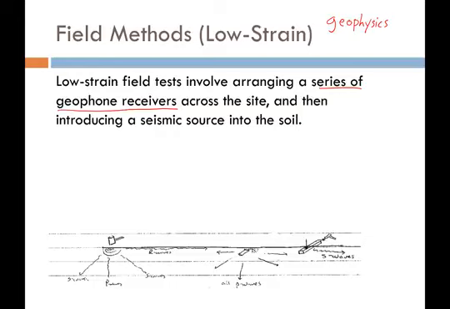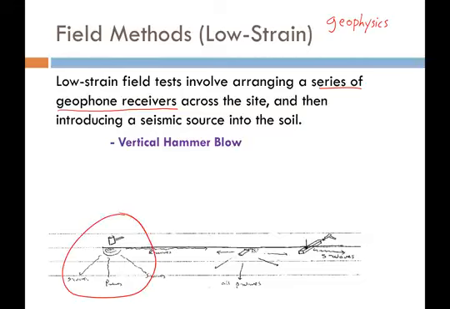There are different ways to introduce this seismic source. We can do a vertical hammer blow, where we just go out and hit the ground surface with a hammer, and that's going to induce S waves, it's going to induce P waves, and we're also going to get Rayleigh waves. All of these waves are going to generate and propagate out through the soil. And so our geophones are going to pick up all of the arrivals of these various waves.